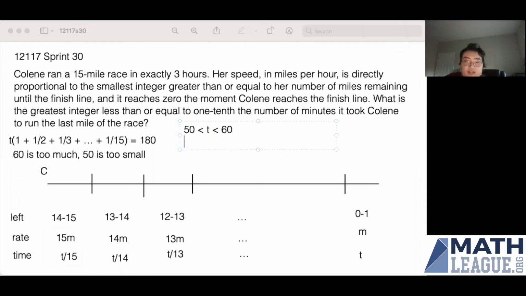50 is less than t, which is less than 60. So that tells us that t over 10 is between 5 and 6, right? And so rounding down, taking the floor, we get 5. And we're done.